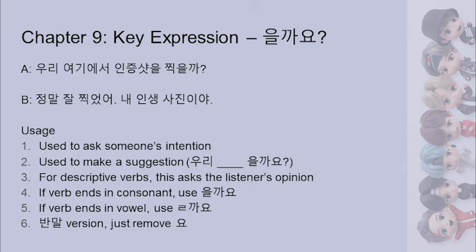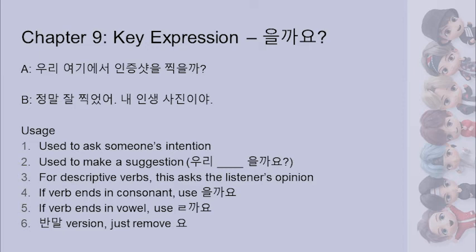The second person says, 정말 잘 찍었어. 내 인생 사진이야. Which means, that first part means it was taken well, which is just kind of like saying the picture came out well, or it's a good picture. I think the language pen just translates that entire first sentence to awesome, which is a little strange, but I guess kind of in context that's what it means. 정말 잘 찍었어 means it was taken well.